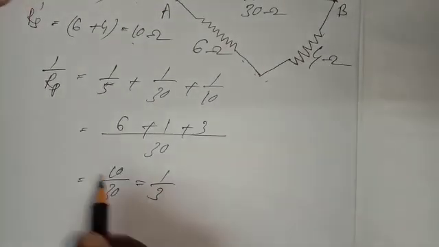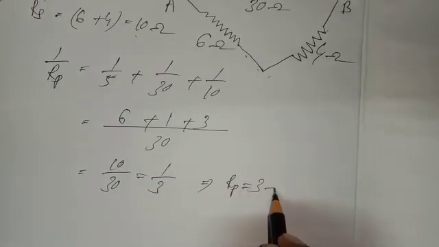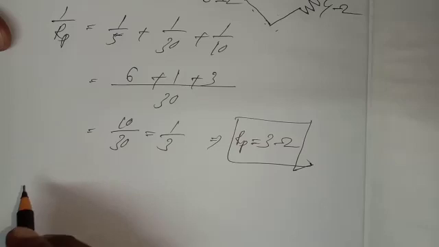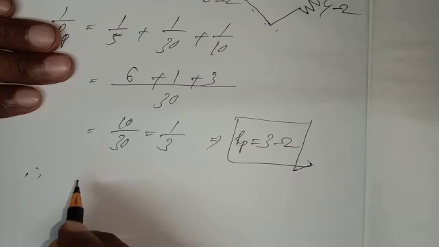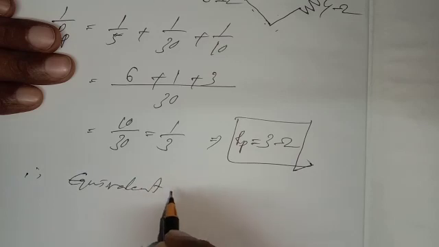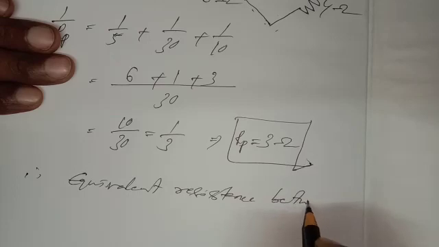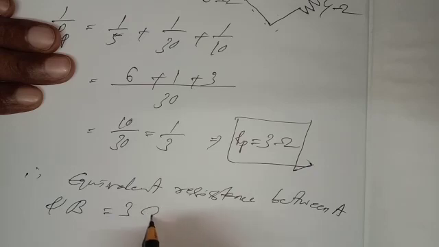Okay, 1 by Rp is equal to 1 by 3. That means Rp is equal to how much? Rp is equal to 3 ohm. Therefore, the total resistance, the equivalent resistance between A and B, is equal to how much coming? 3 ohm. Okay, this is the answer.